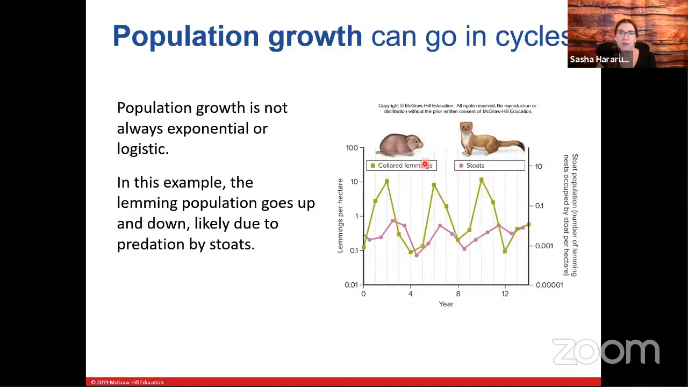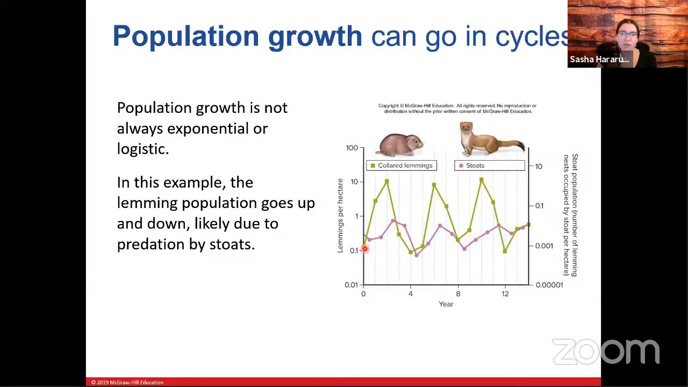So this graph shows the dynamics of the population of lemmings and stoats over time. The x-axis is years, this y-axis represents the lemming population, and this y-axis represents a proxy for the population of stoats, who prey on lemmings.